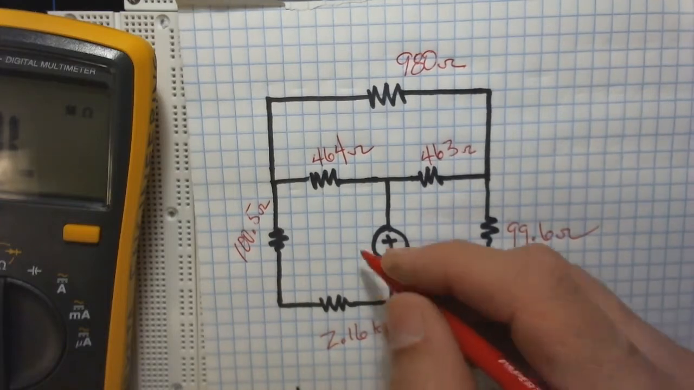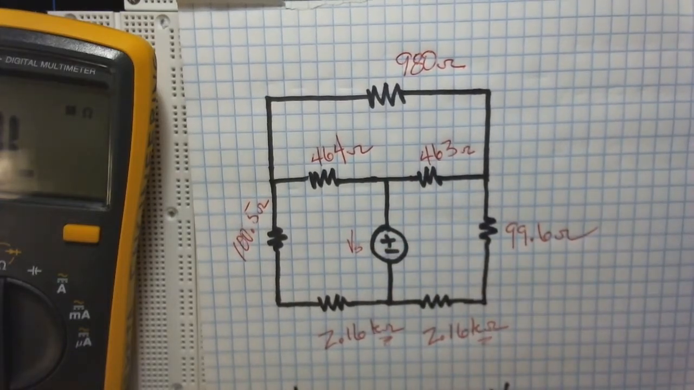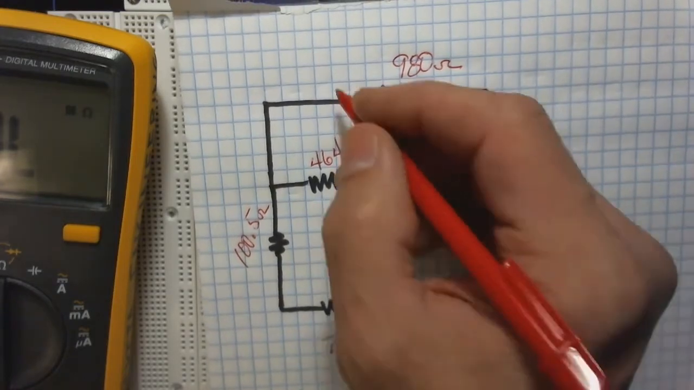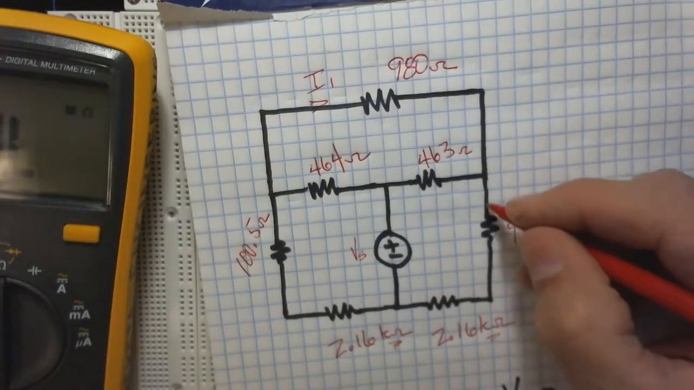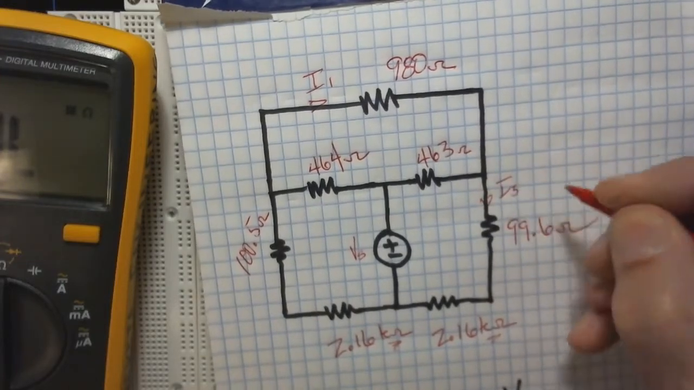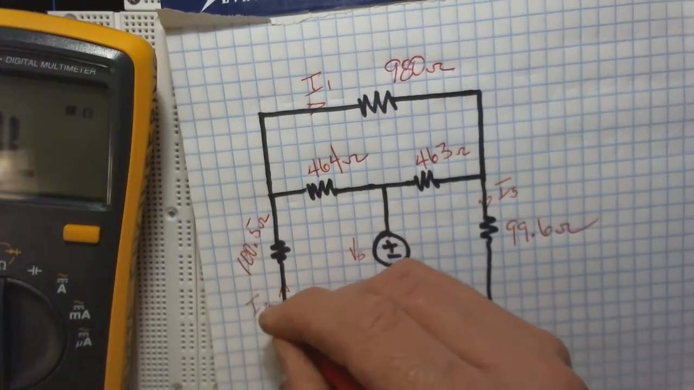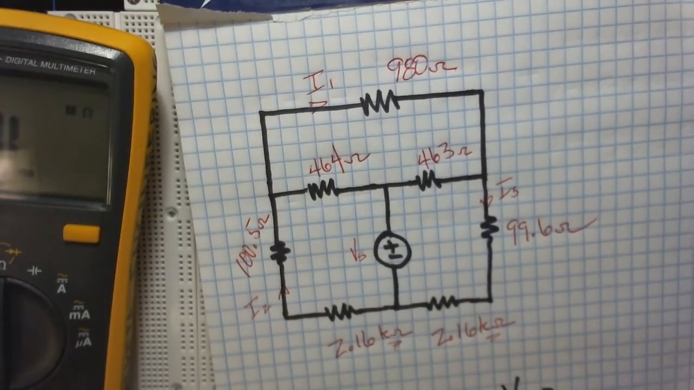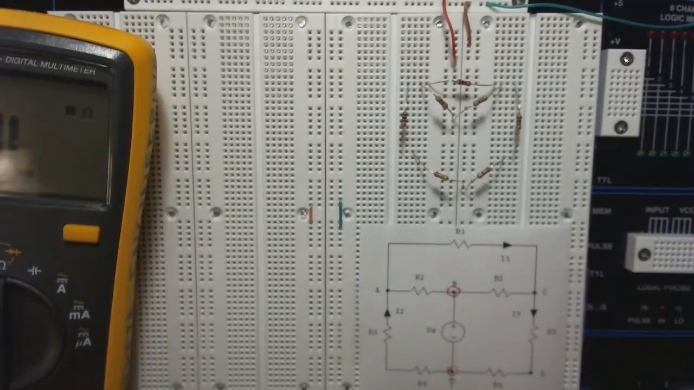I'm going to take the voltage Vs there, and then I'm going to record the currents, this being I1, this being I3, and this one then being I2, like that. We've got the currents, and we've got our voltages. We'll reference this ground point there. I think we'll get this wrapped up pretty quick and easy.